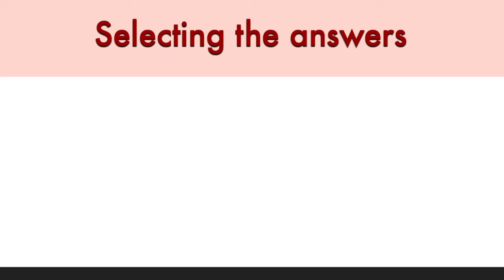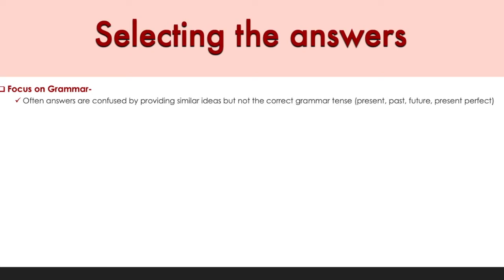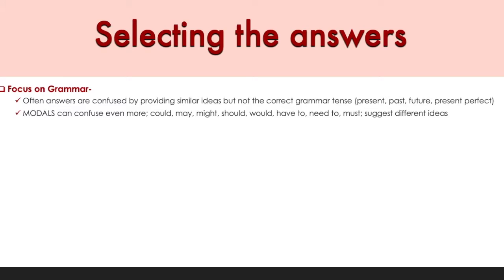Selecting the answers. Focus on grammar. Often answers are confused by providing similar ideas but not the correct grammar tense. For example, present, past, future, and present perfect. Modals can confuse even more. Could, may, might, should, would, have to, need to, and must suggest different ideas.